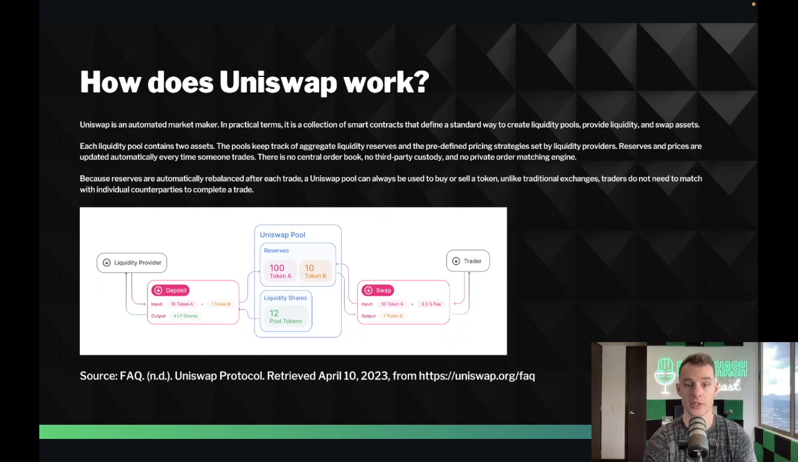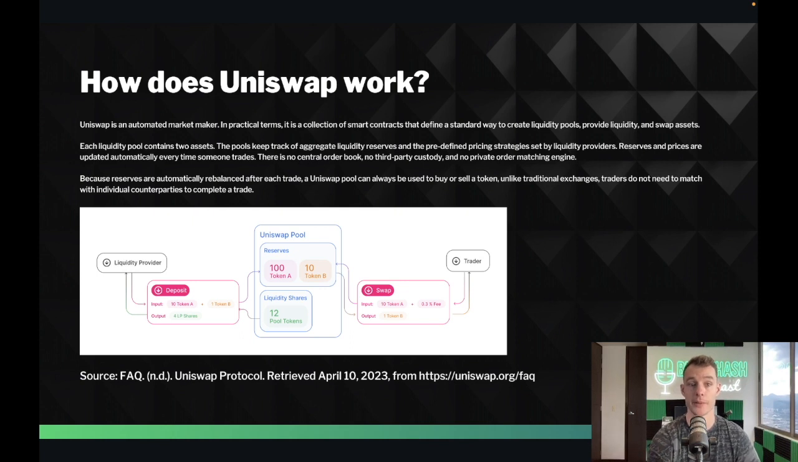How does Uniswap work? So let's dive into the nuts and bolts a little bit. Uniswap is an automated market maker, like I mentioned before. So in practical terms, what does this mean? It is a collection of smart contracts that define a standard way to create liquidity pools, provide liquidity, and swap assets. Now, each liquidity pool contains 2 assets. The pools keep track of aggregate liquidity reserves and the predefined pricing strategies set by liquidity providers. The reserves and prices are updated automatically every time someone trades, and there is no central order book, no third-party custody, and no private order matching engine. So again, the complete opposite of a centralized exchange like Binance or Coinbase.